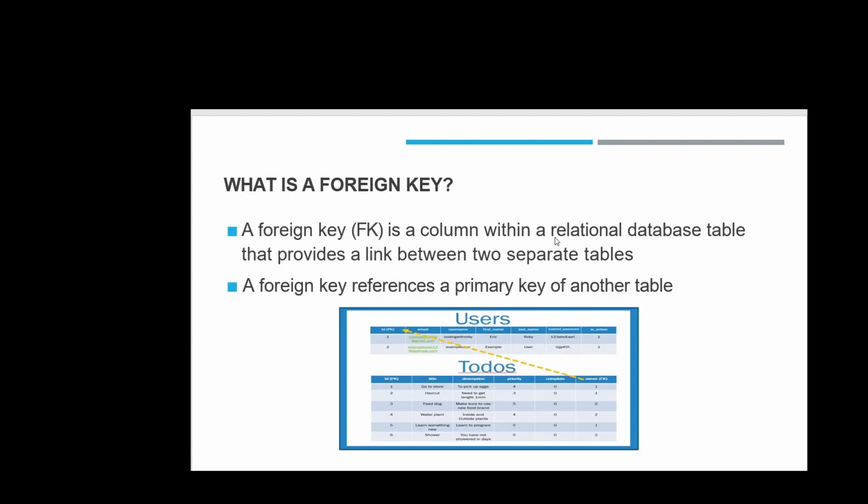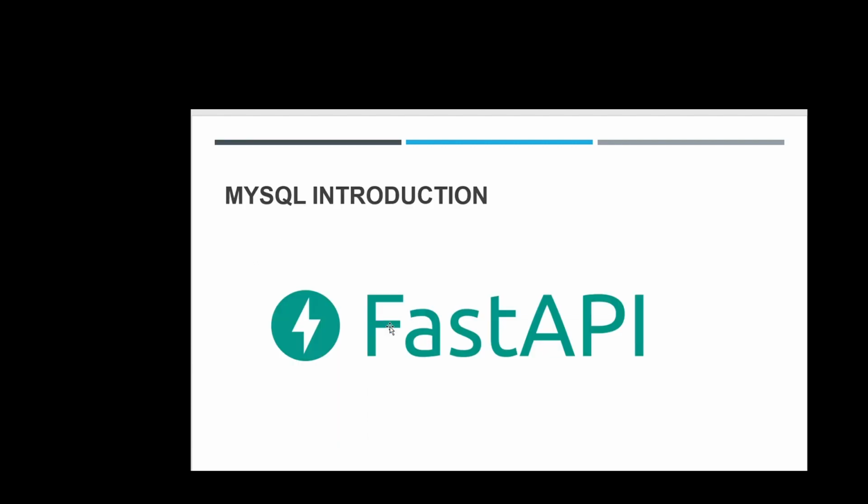Now let's understand what foreign keys are. In this case the foreign key is the owner ID. A foreign key is a column in a relational database table that provides a link between two separate tables. A foreign key references the primary key of another table. In this case, the foreign key, which is owner, is referencing the primary key of another table, in our case the users table. So the foreign key of the to-dos is referencing the primary key of the users table.